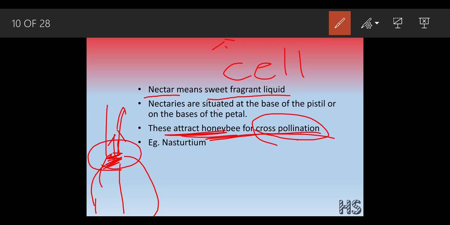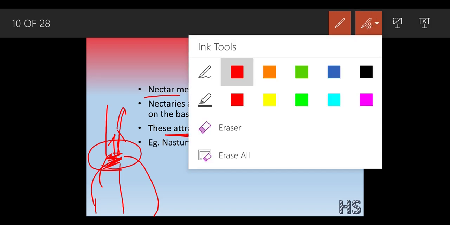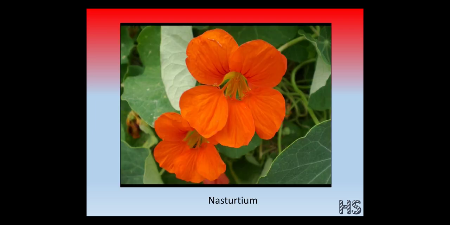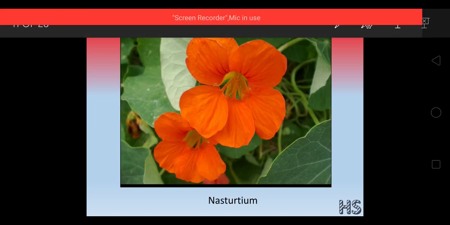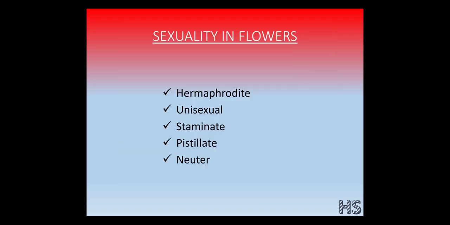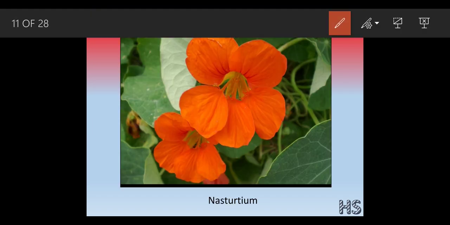This is an example, nasturtium. See this example, see how brightly colored this flower is. So what does the honeybee do? The honeybee goes in here, and they suck the nectar from this part, from the middle part.